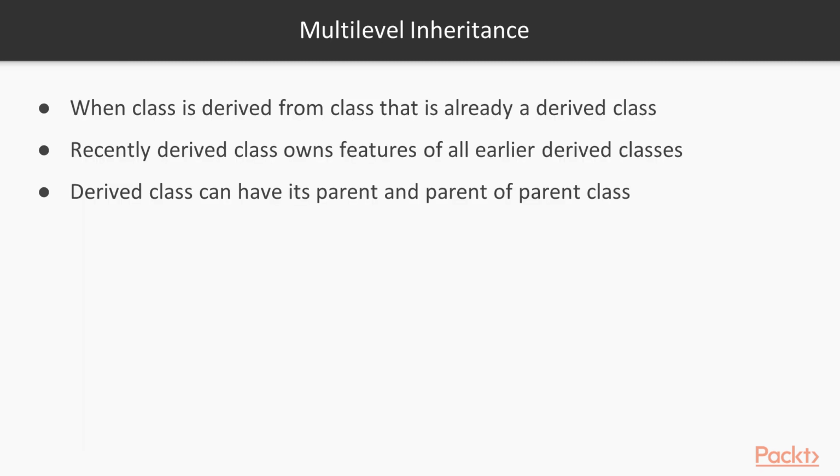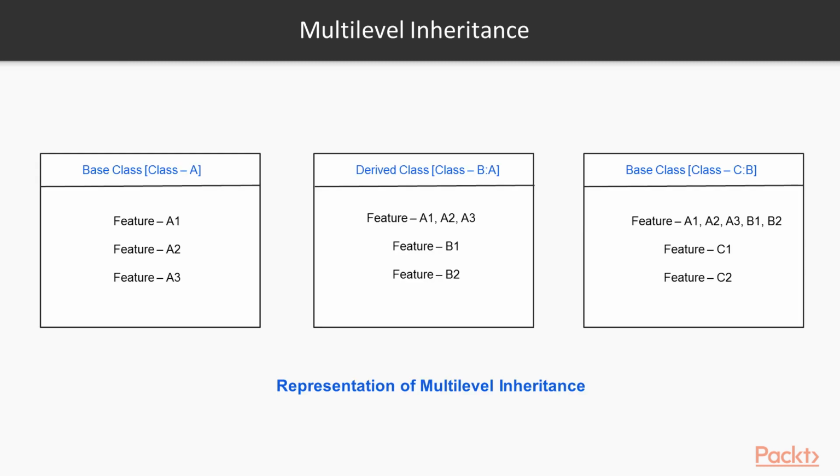The next type of inheritance is multilevel inheritance. When a class is derived from a class that is already a derived class, it is called multilevel inheritance. In multilevel inheritance, the recently derived class owns the features of all the earlier derived classes. In this, a derived class can have its parent and a parent of the class. Here, the diagram represents multilevel inheritance and shows that Class C can reuse all the features of Class B and Class A.